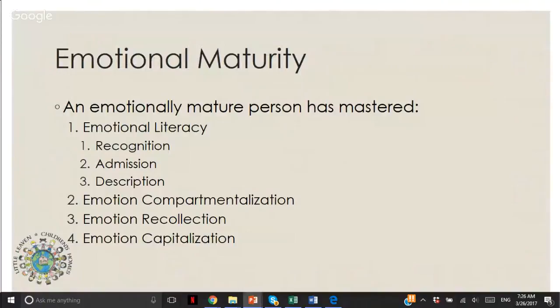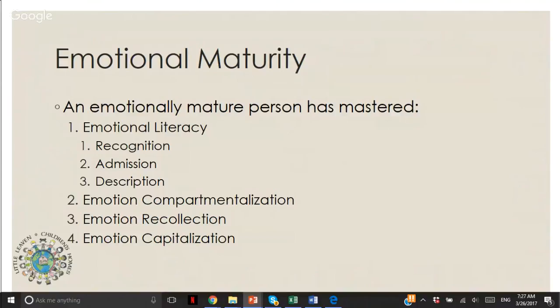The goal is always with all of these development portions, all the parts of the whole person development program, the goal is always maturity. We have to define what emotional maturity is. An emotionally mature person has mastered 4 different parts as defined by Little Leaven Children's Homes: 1, emotional literacy; 2, emotional compartmentalization; 3, emotional recollection; and 4, emotional capitalization. We're going to start with emotional literacy.